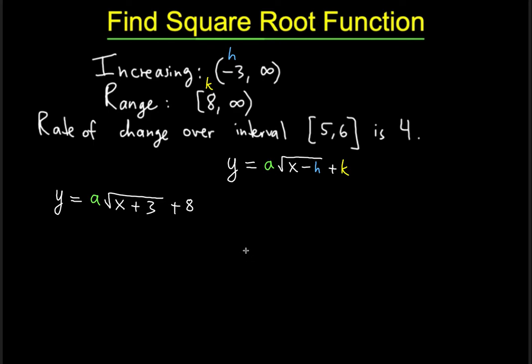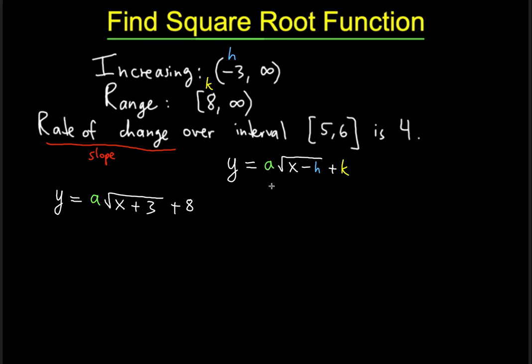Beautiful. So now that we have that, as you can understand, in order to find the a, we need one more piece of information, and one more is provided to us. The rate of change over the interval from 5 to 6 inclusive is 4. So what does the rate of change mean? Let's underline that and understand what this means. This technically means slope. All right? So the slope from 5 to 6 inclusive is 4.